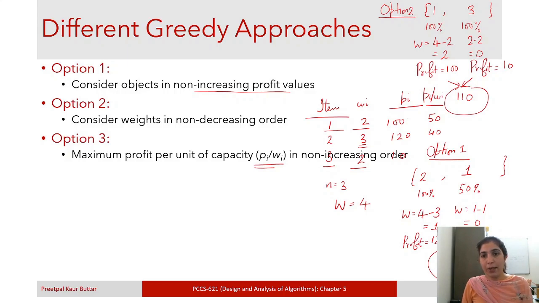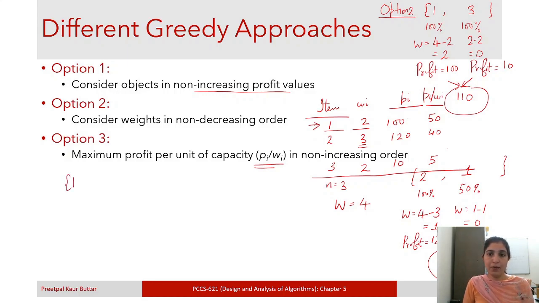One unit of item 2 is giving us a profit of 40, and this is, I think, not visible, so it is 3, 2 and it was 10. So one item is giving us profit equal to 5. Now we have to pick items in non-increasing order of PI by WI. First, the maximum profit is by picking item 1.